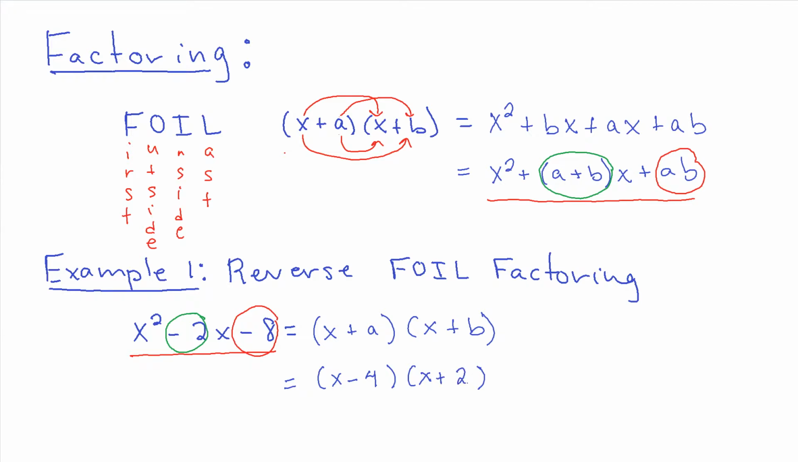So again, you can double check this by foiling that out again and seeing that you get the right thing, but that is the thought process behind reverse FOIL factoring. Now there's other ways of factoring a quadratic equation. The method of grouping is really popular, and I suggest that if you're interested in that, if you don't know it already, you should go look up another YouTube video on that.